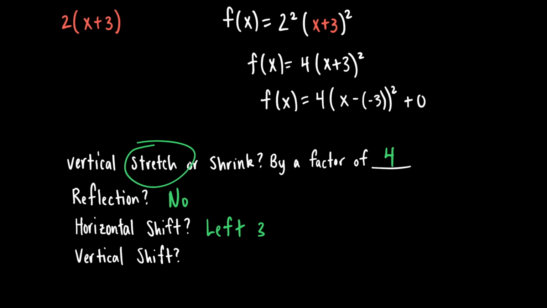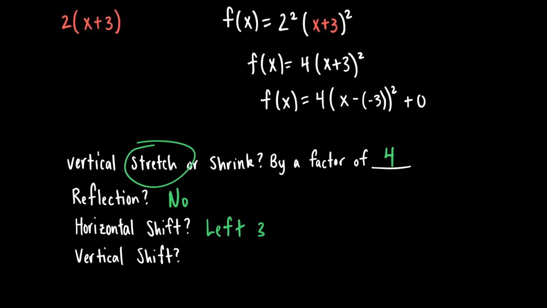And the reason why that is, if we are able to write this in the form x minus h, this number here tells us whether we moved left or right. So negative 3 means we moved left 3. If this was positive 3, if this was just x minus 3, then we would have moved right 3.